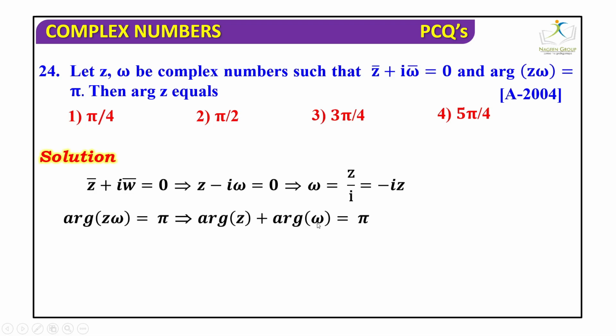Argument of z plus argument of w equals pi. Put the values here. That will be twice of argument of z minus pi by 2 equals pi, right? Put the values here. Now this will be equal to 3 pi by 4, right?